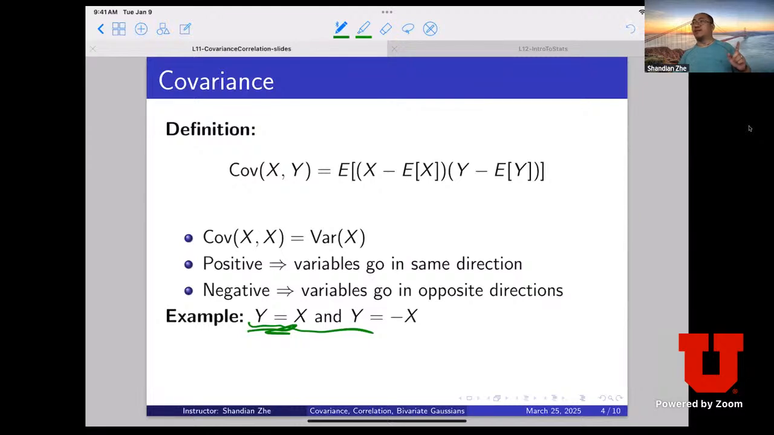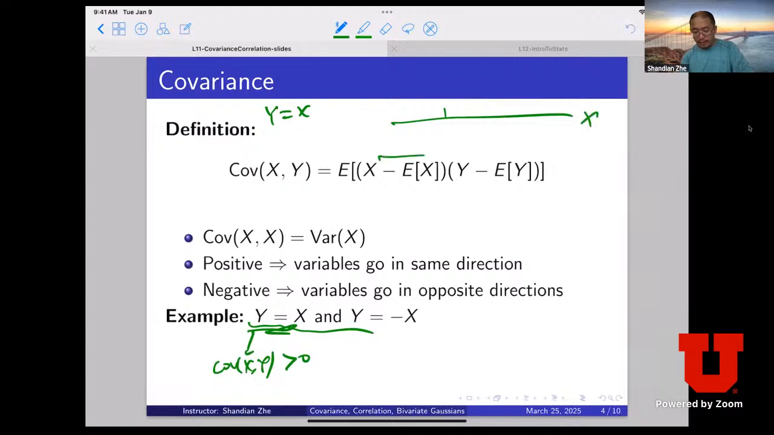Does it make sense? If we set y as x, we know x varies and y, which is also x, also varies, and the variation is exactly the same compared to its expectation, right? So that means the covariance of x, y must be positive, right?